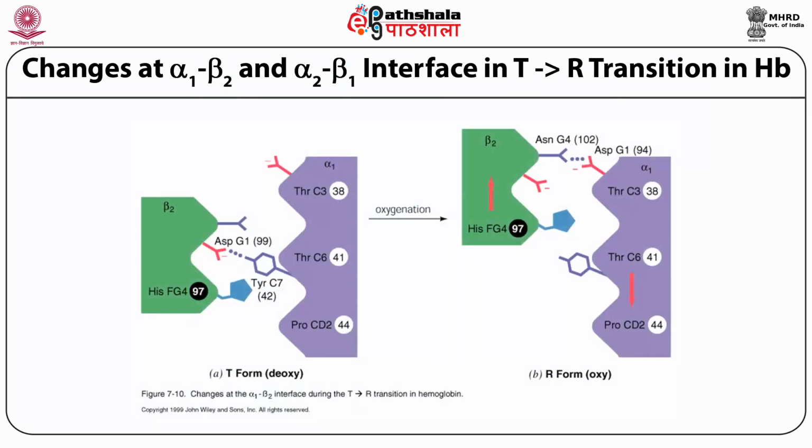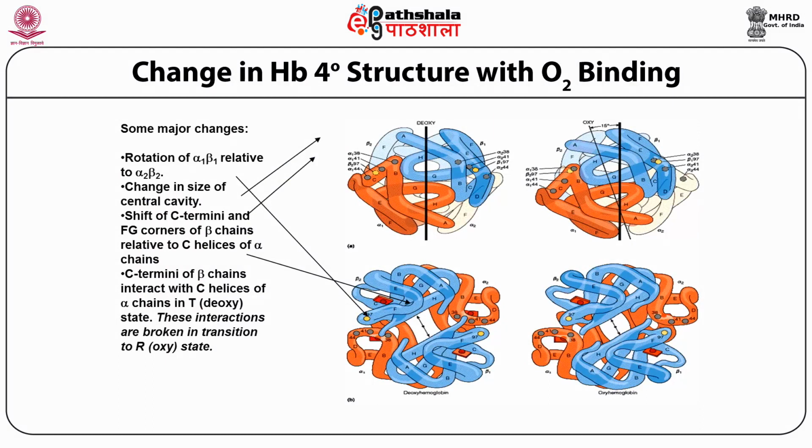Here we show the changes in the alpha 1 beta 2 and alpha 2 beta 1 interface in the T to R state transition in hemoglobin. You can see here how the structure and conformation of a particular amino acid changes from the T state, or the deoxy state, to the oxy state of the hemoglobin. The changes in the hemoglobin quaternary structure with oxygen binding. You can see here that some major changes occur when oxygen binds to the hemoglobin.